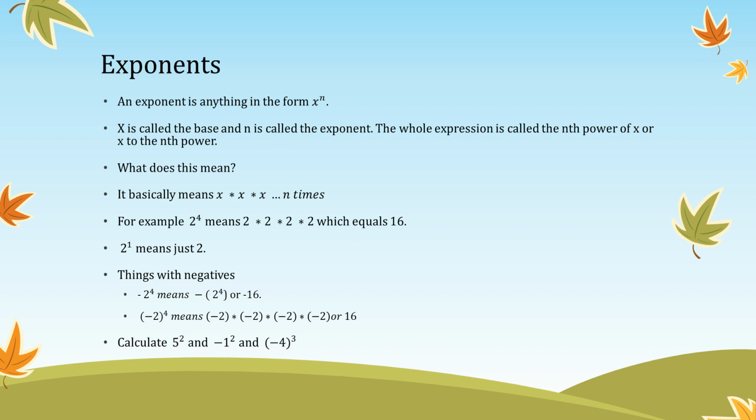It basically means x times x times x, n times. For example, 2 to the 4th means 2 times 2 times 2 times 2. And notice how there are four 2's, which equals 16. 2 to the 1 just means 2, because it only means one 2.